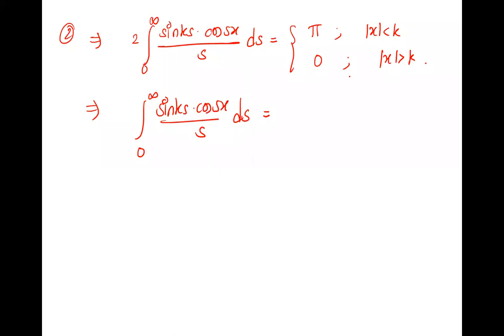This 2 will just get divided to this side and it will be 1/2. And 1/2 into this, what will be the answer? Pi by 2 when mod x is less than k and 0 when mod x is greater than k.